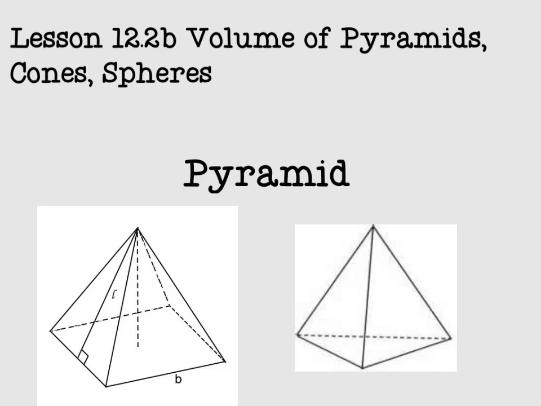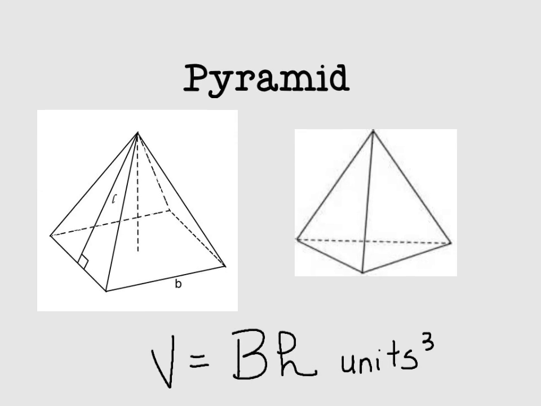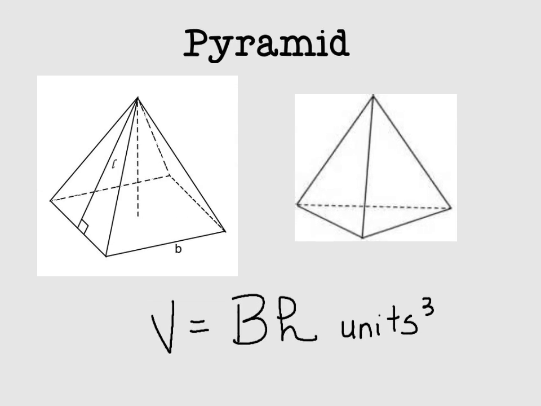The first of the figures, or solids rather, that we're going to look at is the pyramid. Please notice that the pyramid has one base, only one base. The sides of a pyramid are triangles, and the triangles meet at one point. That point is known as the apex.